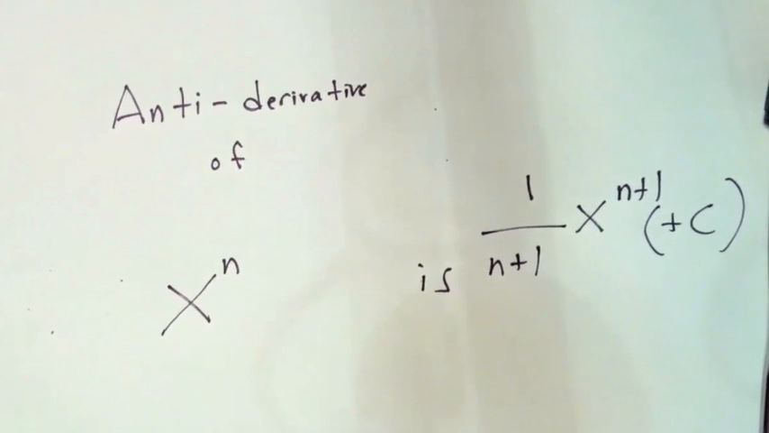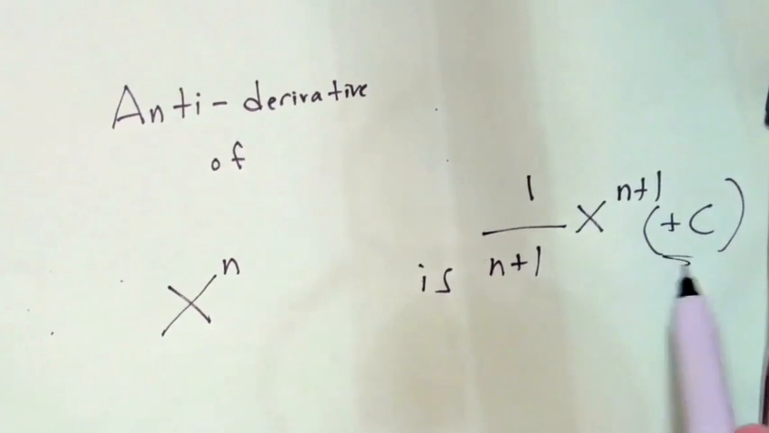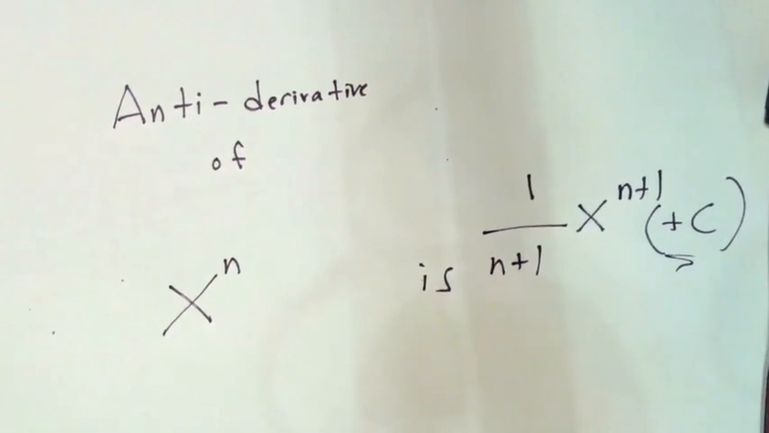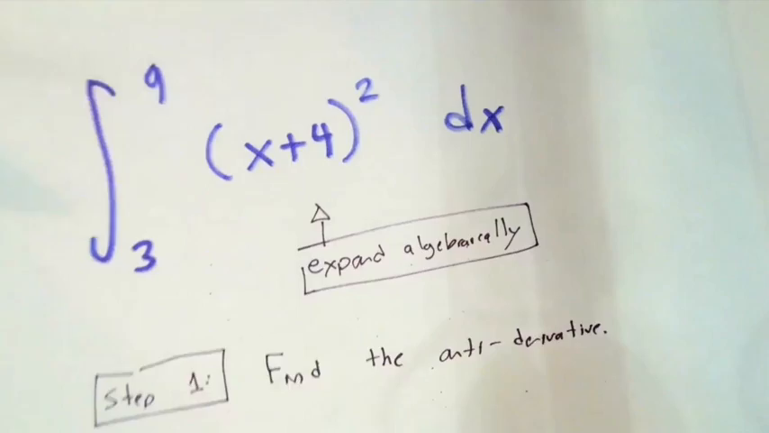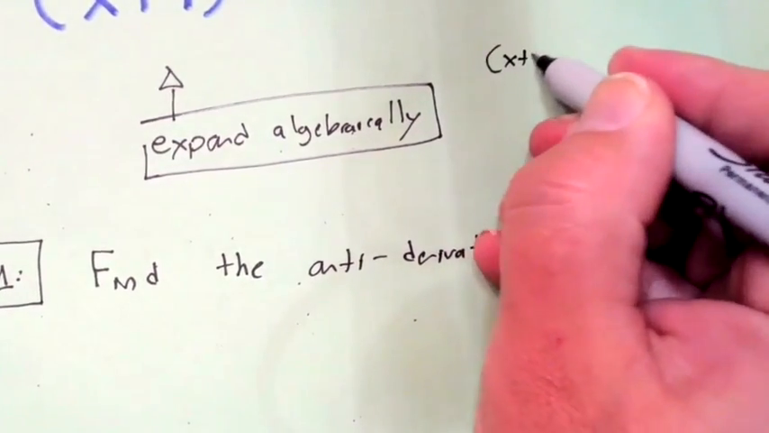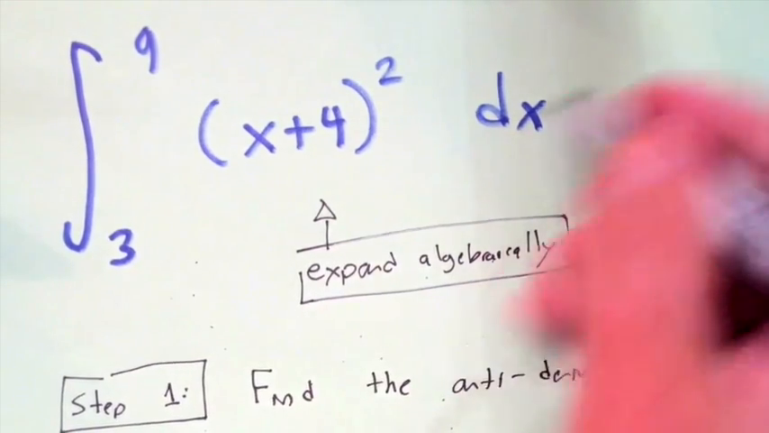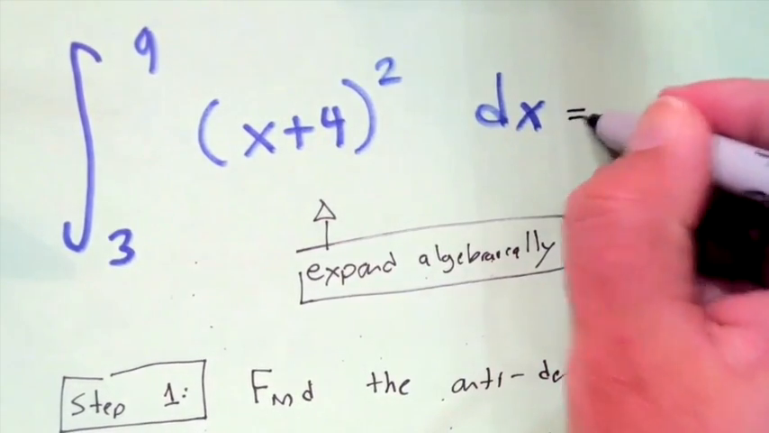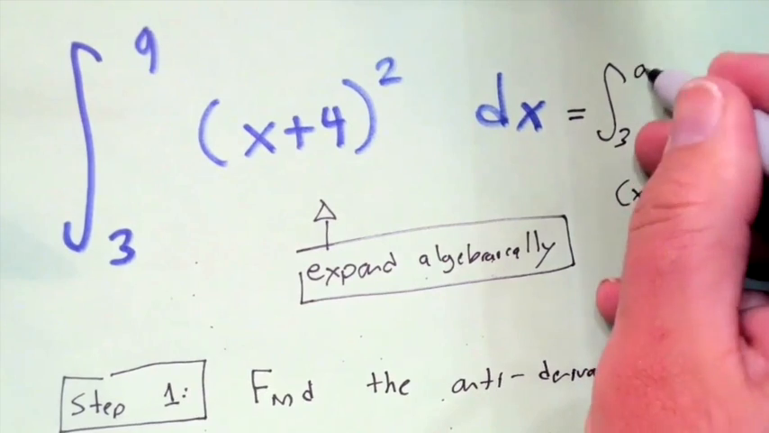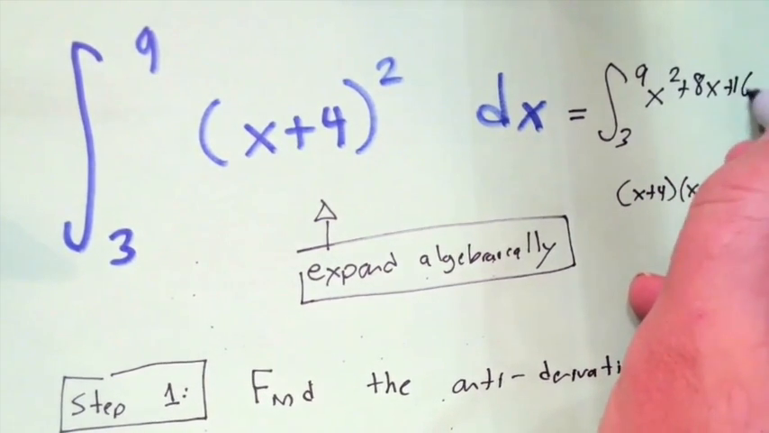It's not too hard to see that the antiderivative of x to the n is 1 over n plus 1 times x to the n plus 1. We could have an arbitrary constant added on. But to use this rule, we have to make it so that we're dealing with power functions. I want to expand (x plus 4) times (x plus 4), and when I do that, this expression is equivalent to the definite integral from 3 to 9 of x squared plus 8x plus 16 dx.